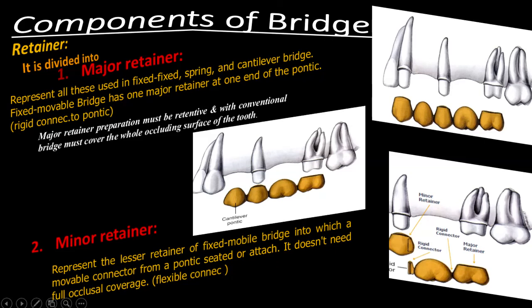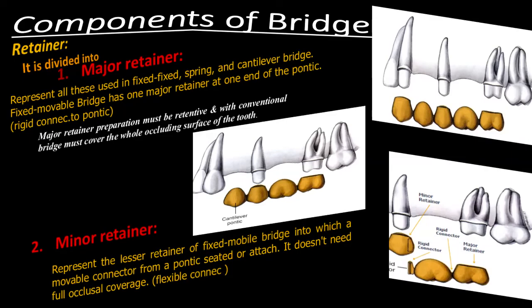فإذا الميجر ريتينر يستخدم بكل أنواع الفيكس والسبرينج والكانتليفر، and one of the retainers for the fixed movable must be a major retainer. The minor retainer represents the lesser retainer of fixed movable bridge، وهو نسميه minor retainer لما الكونكشن يكون flexible، يعطي مجال لـ simple movement، يقلل الستريس على الاباتمنت. فبهذه الحالة الريتينر اللي هو attached to flexible connection نسميه الليسر أو الماينر minor retainer, and this is used بالfixed movable design.